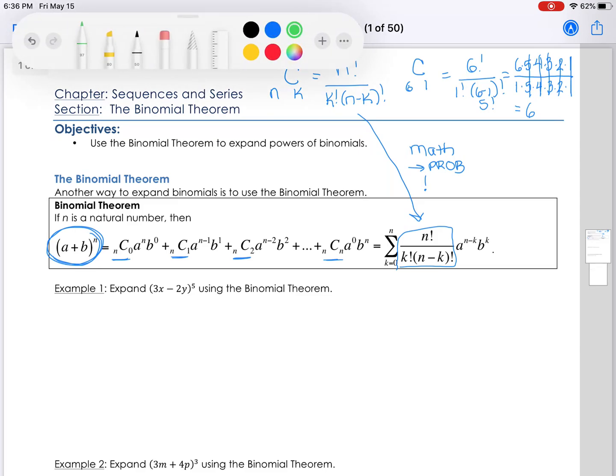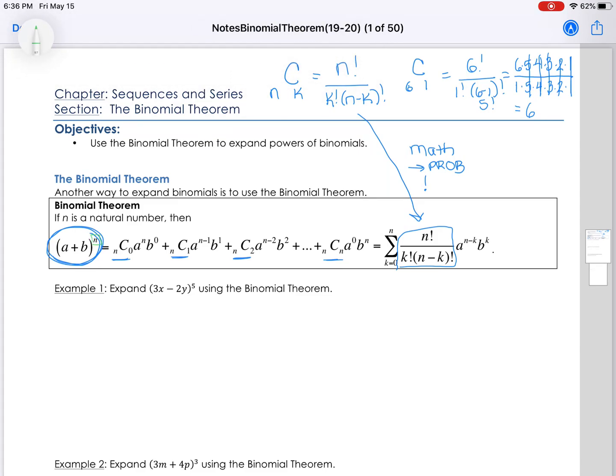So how the theorem works: n is your exponent right here. With this C value in front, the value on the left-hand side is always what you're starting with. The value on the right-hand side, you start with 0 and work your way up: 0, 1, 2, all the way up to n. Then A is being raised to the n power, so the n value is the first one you had. B is being raised to the value that's on the right-hand side.